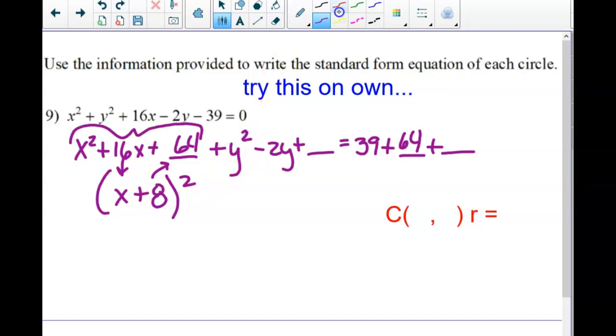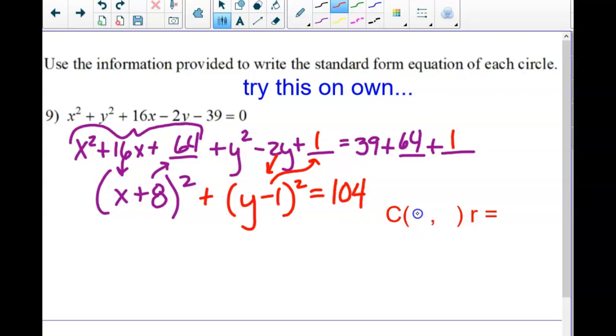Okay? The y is messing you up. What's half of negative 2? Yep. Y minus 1 squared. You got to be careful, though, because when you square negative 1, what do you get? Positive 1. Did everybody get that one right? Okay. And then over here, what is that? Is that like 104 or something? Is it 104? So we'd have a center at negative 8, positive 1, and a radius of square root of 104, which would be a little over 10, right? Is it just like 10.1? 10.2? Okay. Really not important at this point.